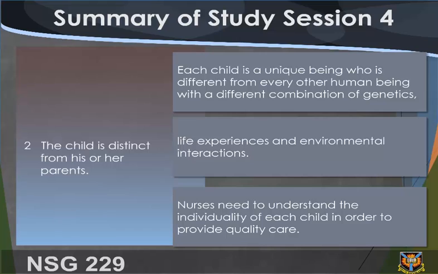Two, the child is distinct from his or her parents. Each child is a unique being who is different from every other human being, with a different combination of genetics, life experiences, and environmental interactions. Nurses need to understand the individuality of each child in order to provide quality care.